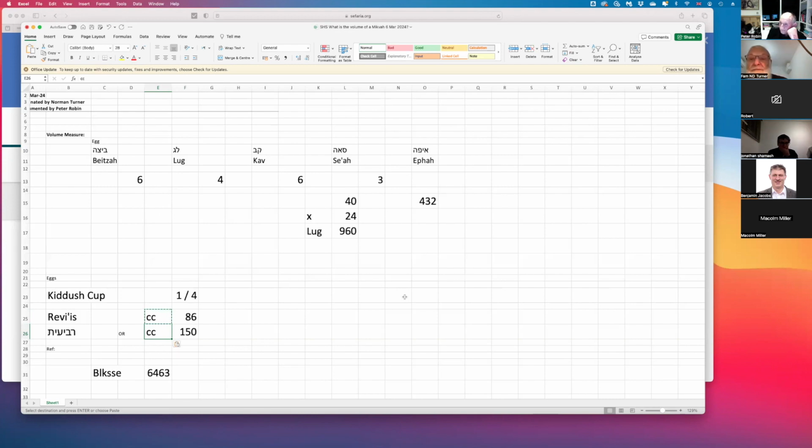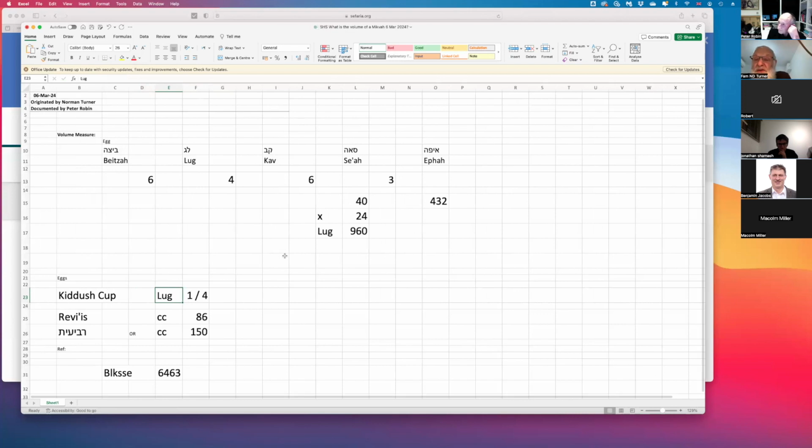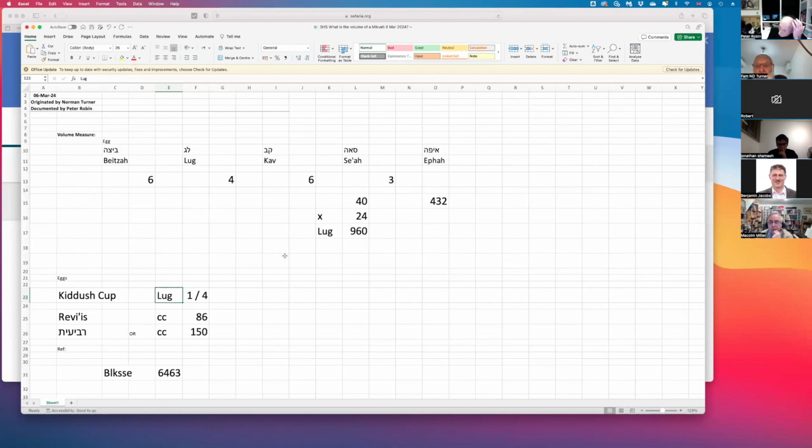So there we are. A Kiddush cup, which we said was a quarter of a lug, is either 86 cc or 150 cc, depending on what view. There are two views, but not less than 86 cc's. That is very important, especially coming up to Seder night. People around the table with a little thimble for a Kiddush cup is really not on. It should be 86 or 150. Doesn't mean to say you have to drink the whole cup. You should drink the majority of the cup for Seder night.